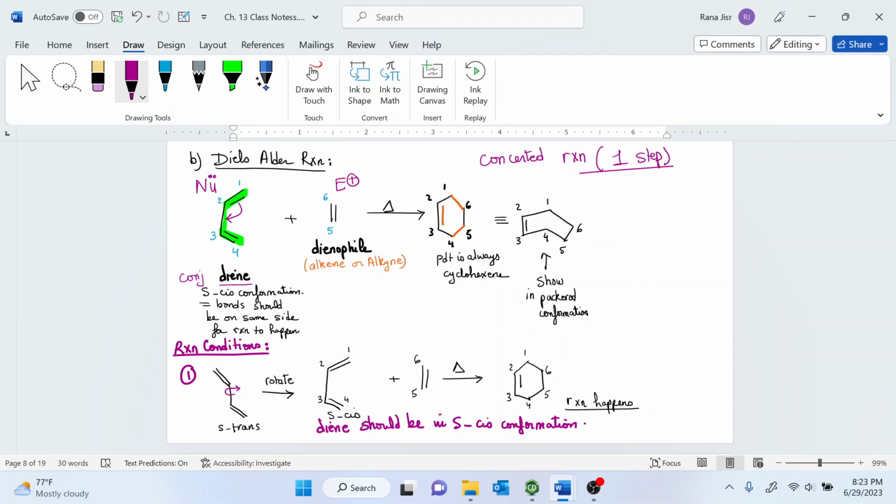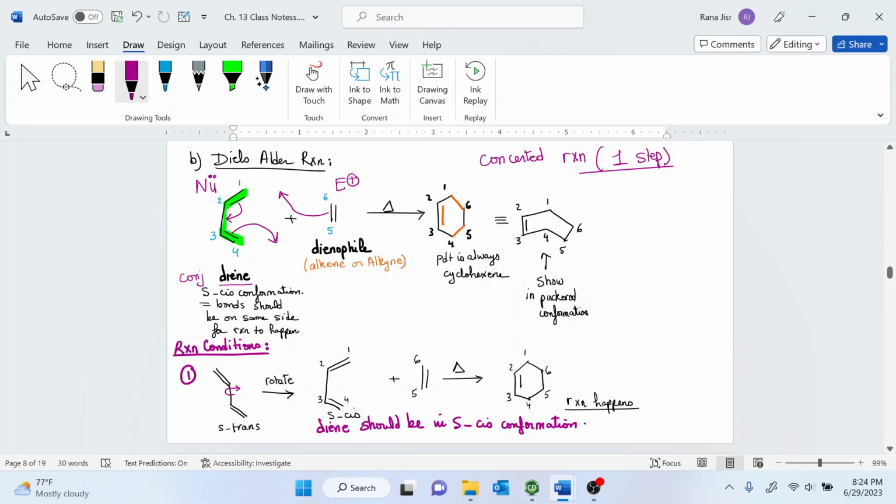And then the double bond between carbons 3 and 4 is going to break and form now a sigma bond between 4 and 5. And then the double bond between 5 and 6 is going to break and form a new bond between 6 and 1. So your product is going to always be a cyclohexane. Here I am representing the cyclohexane in its planar structure. It is better to represent it in its puckered conformation. And this is how you do it in the puckered cyclohexane conformation.